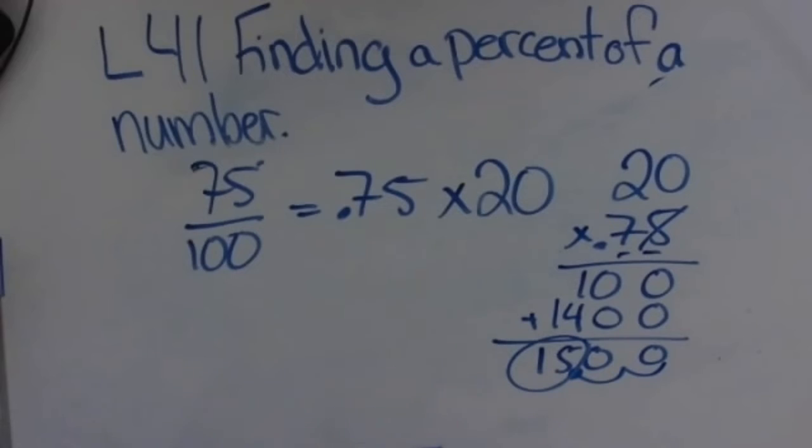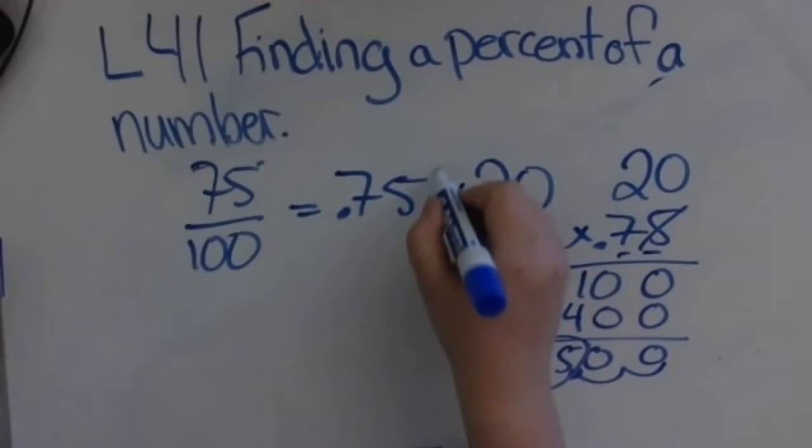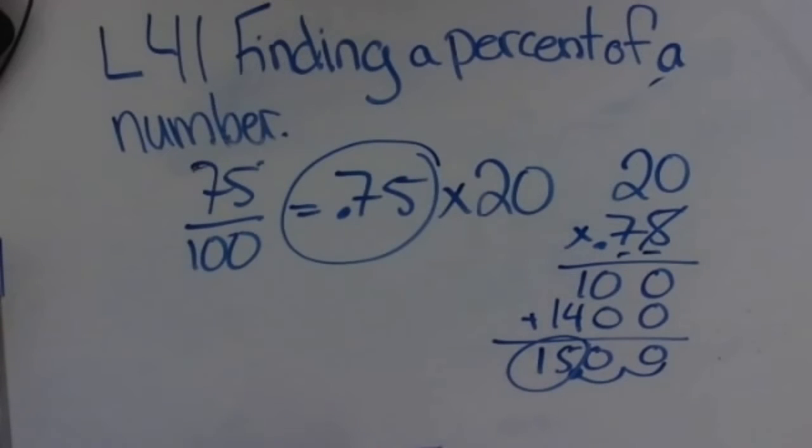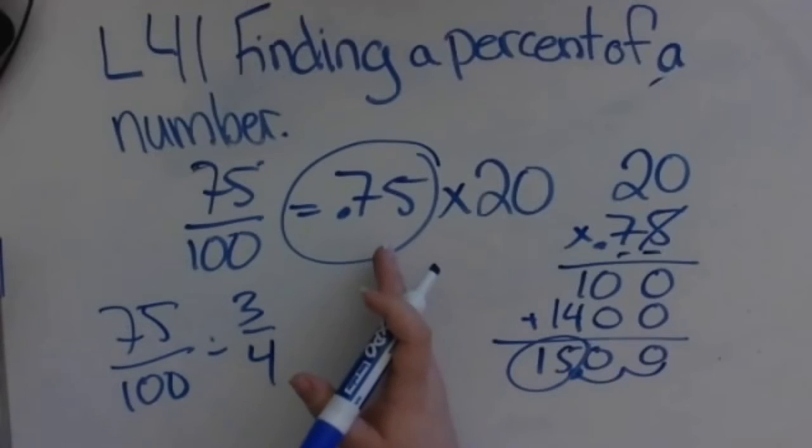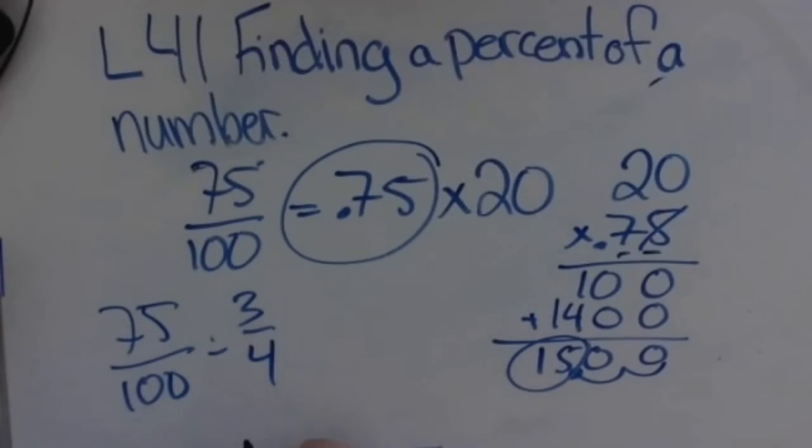So as you see, both got the same answer. I got 15. 75% of 20 is 15. I can do that with fractions or I can do it with decimals. The reason we're looking at it using the decimal number instead is because it saves you a step. You don't have to take 75 over 100 and put it into lowest terms. You just make it into a decimal and do your multiplication.